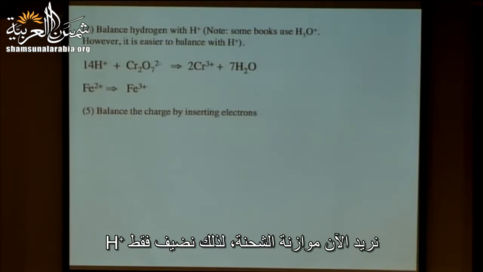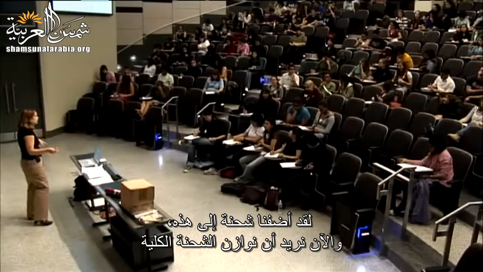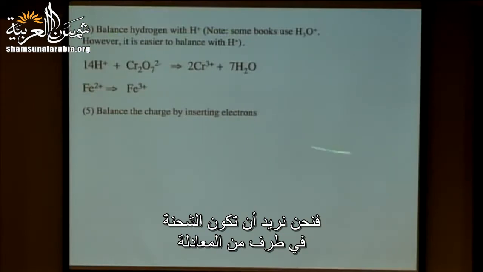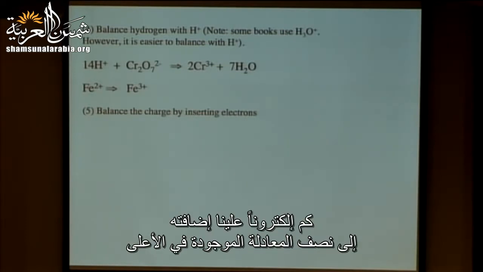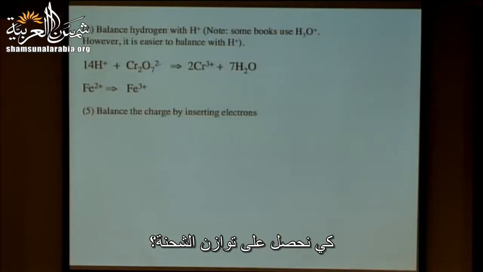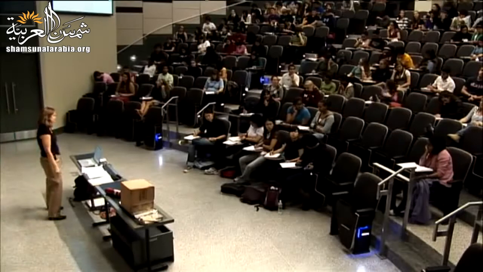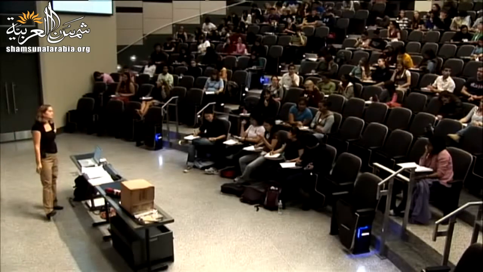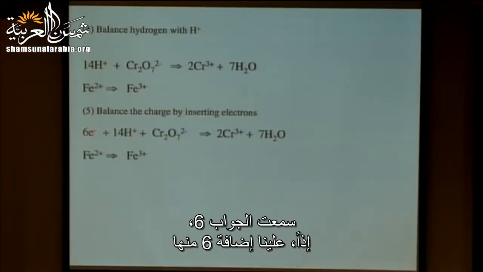Now we need to balance the charge. We just added H pluses, so we just added some charge to this. And now we have to balance the overall charge. So you want the charge on one side of the equation to be equal to the charge on the other side of the equation. So how many electrons are we going to have to add to this top equation to balance the charge? I heard the answer, 6. So we have to add 6.